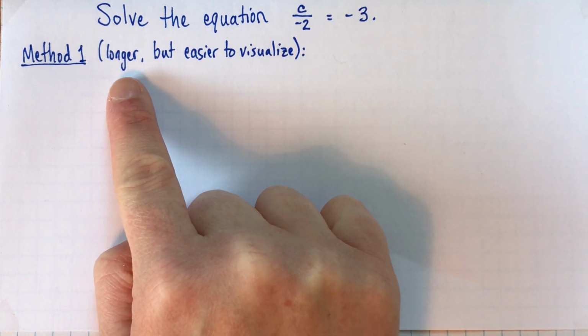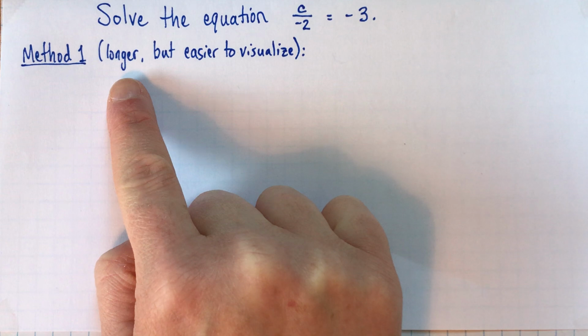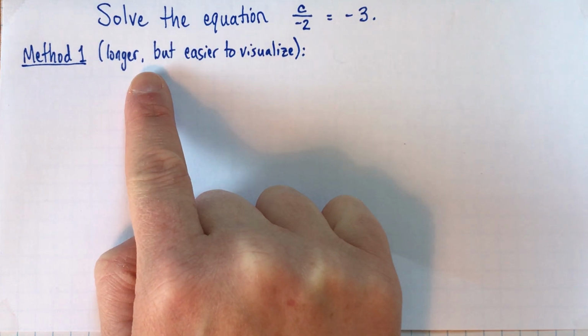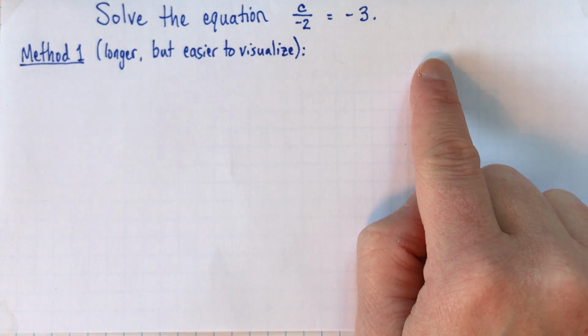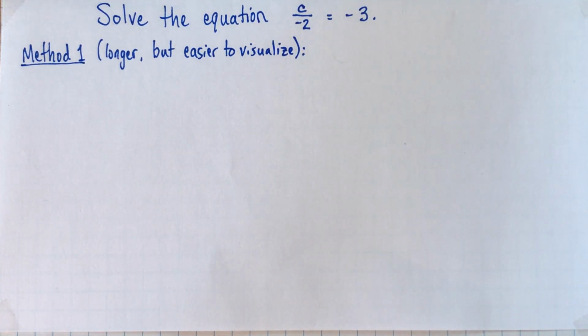So some people figure, well, it only takes me an extra 30 seconds, but I'm more confident with my steps when I do it this way. And the second method I'll show you is quicker, but it's harder to visualize what's happening. So watch them both and then decide what you like better. Both of them are good methods.